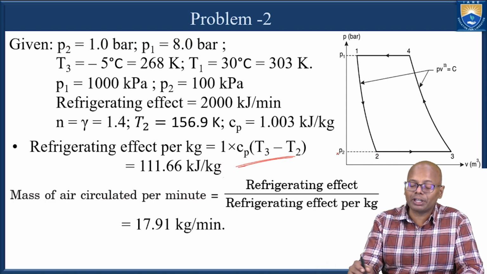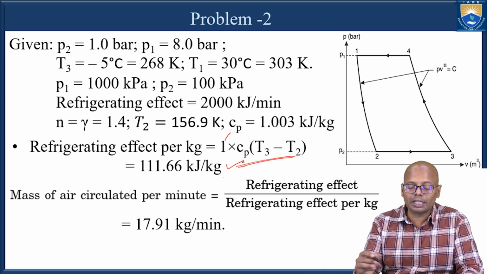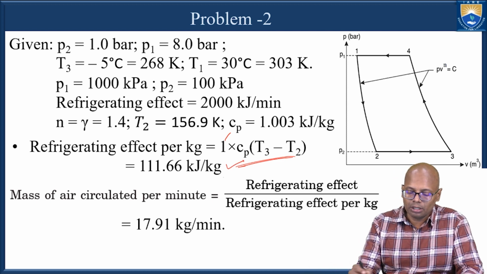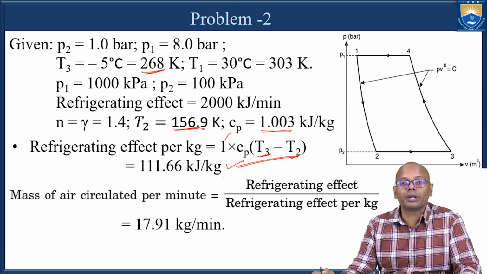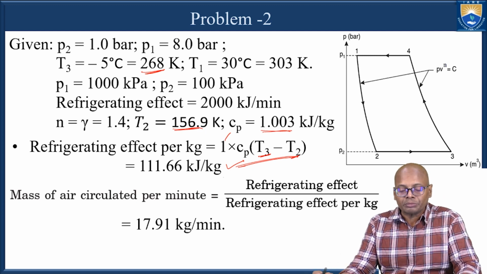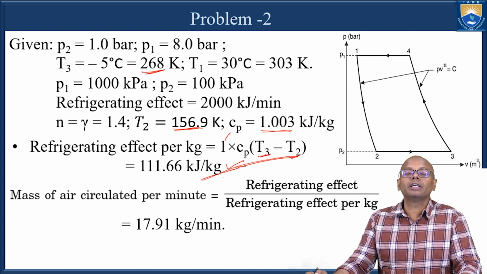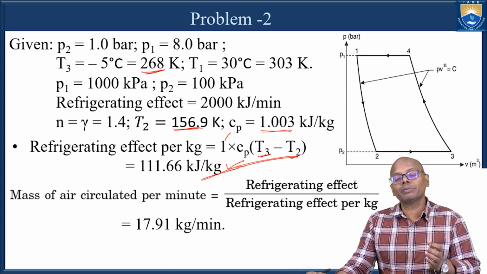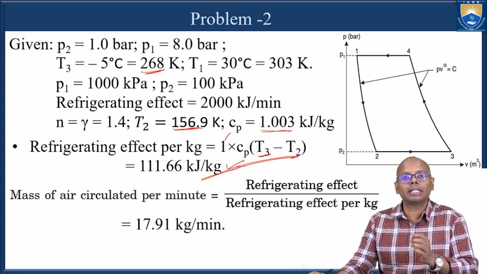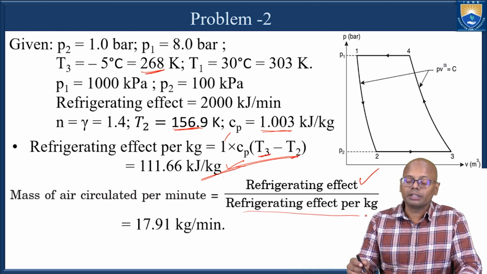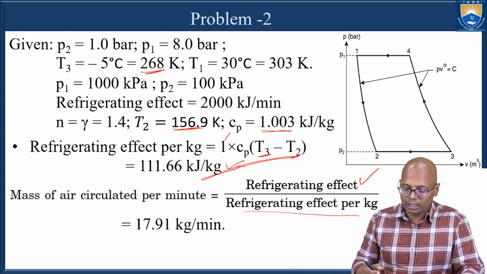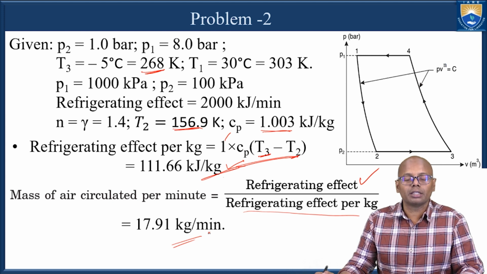Now, the refrigeration effect per kg, with m equal to 1 kg, is Cp into delta T. Cp is 1.003, T3 is 268, and T2 is 156.9 Kelvin, which we calculated in the previous slide. If I substitute these values, I will get the refrigeration effect produced. Now, what is my task? I have to find the mass flow rate, or mass circulated per minute. So this is the net refrigeration effect divided by the refrigeration effect per kg of air. That will give me the mass of air circulated per minute.